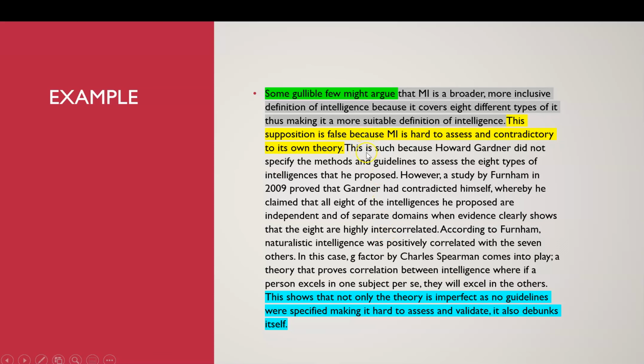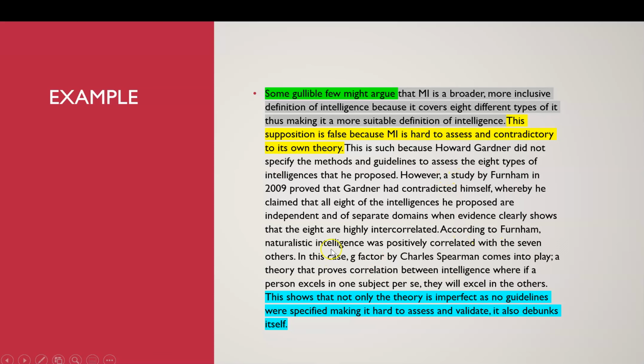Let's look at the first supporting sentence. This is such because Howard Gardner did not specify the methods and guidelines to assess the 8 types of intelligences that he proposed. However, a study by Furnham in 2009 proved that Gardner had contradicted himself, where he claimed that all 8 of the intelligences he proposed are independent and separate domains when evidence clearly shows that the 8 are highly intercorrelated. Can you see this is an explanation and this is actually a study, a research.